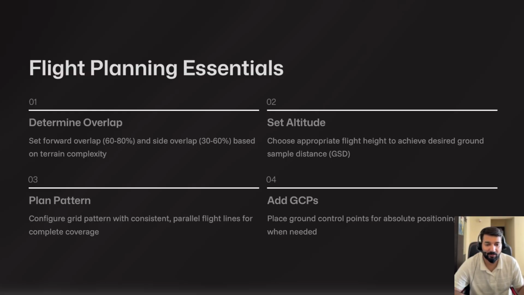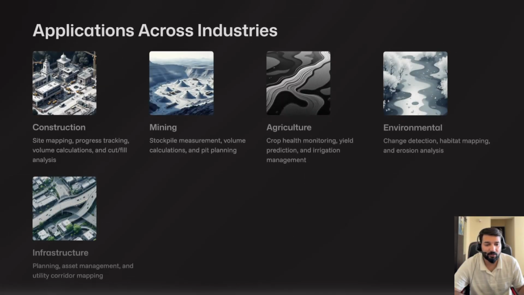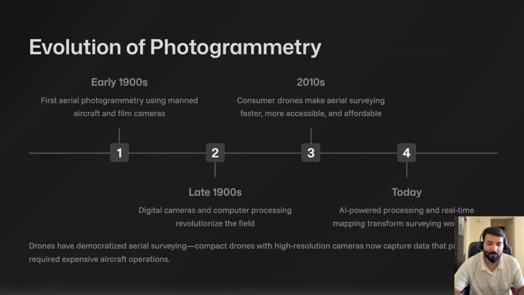Photogrammetry has been used in mapping and surveying for many years, but drones have made the process much faster and more accessible. Instead of using airplanes or ground based cameras, surveyors can now capture aerial data quickly using compact drones equipped with high resolution cameras. This technology is widely used in industries such as construction site mapping, mining and stockpile measurement, agriculture monitoring, environmental analysis, infrastructure planning.